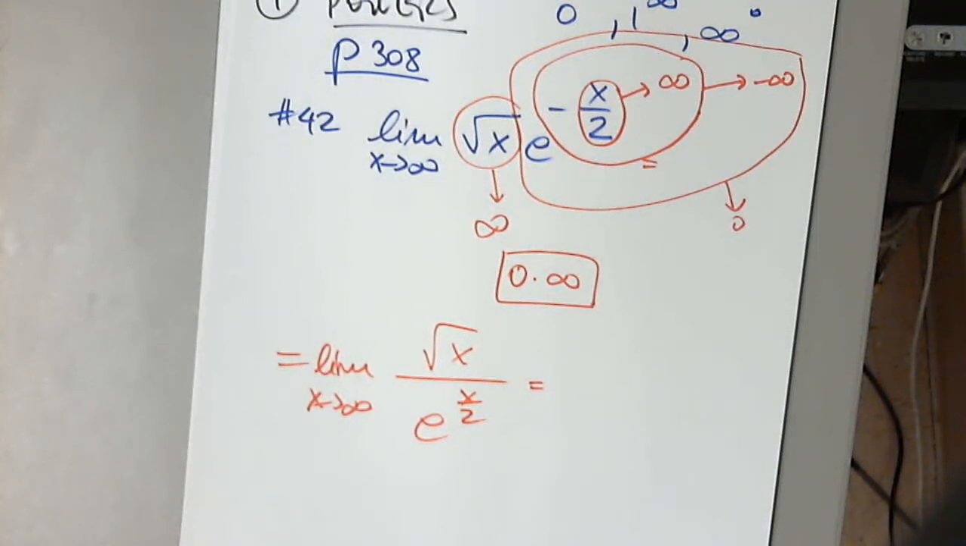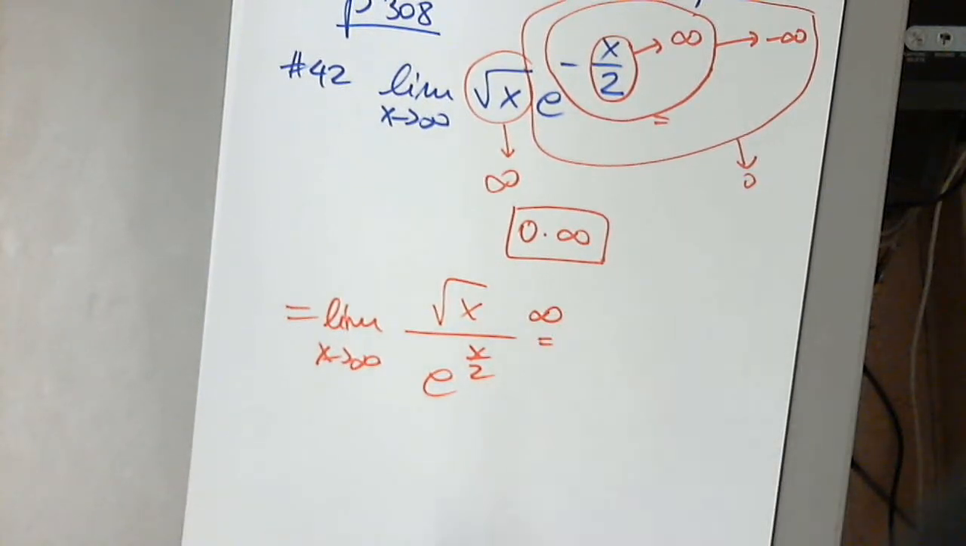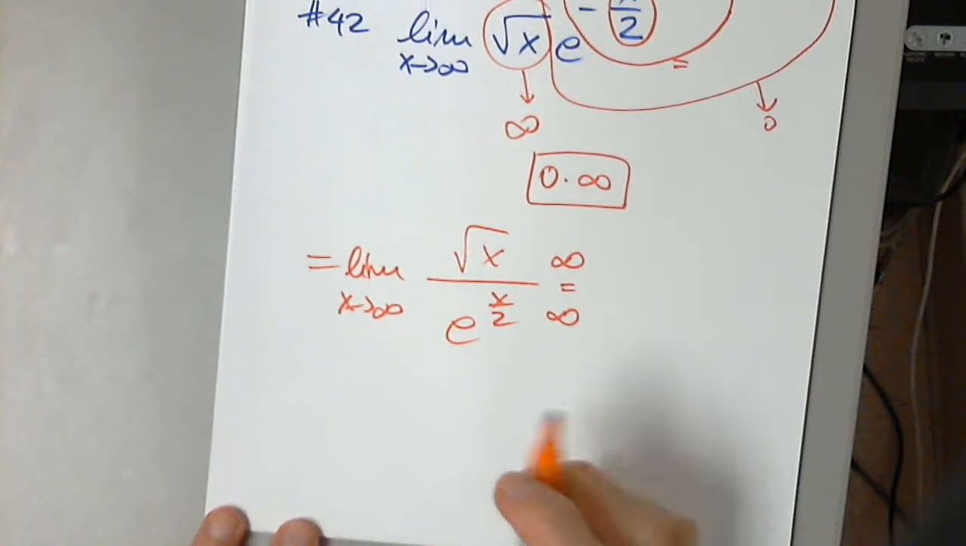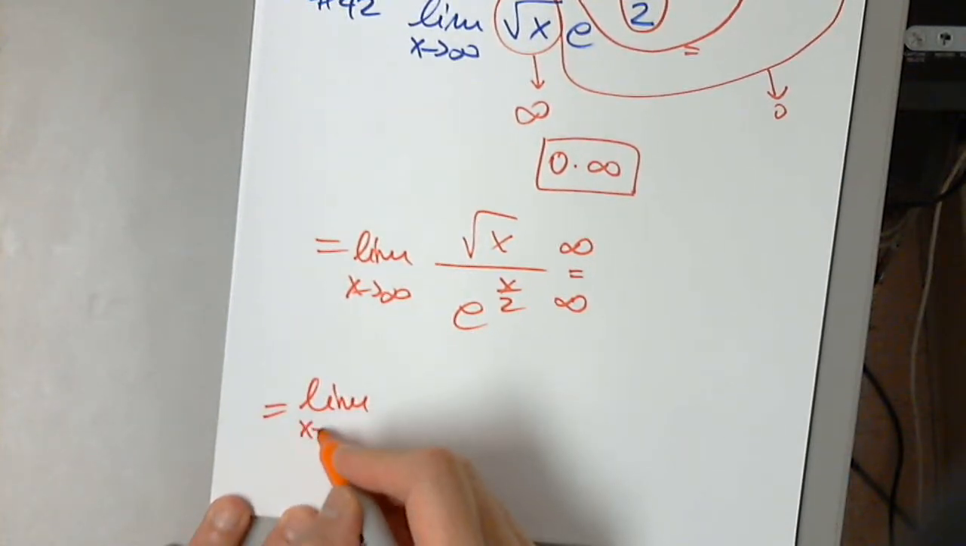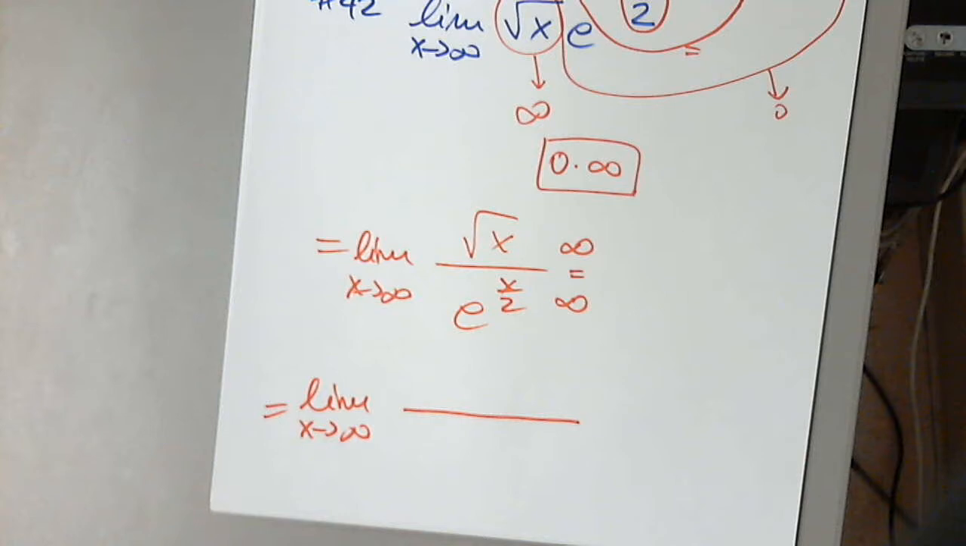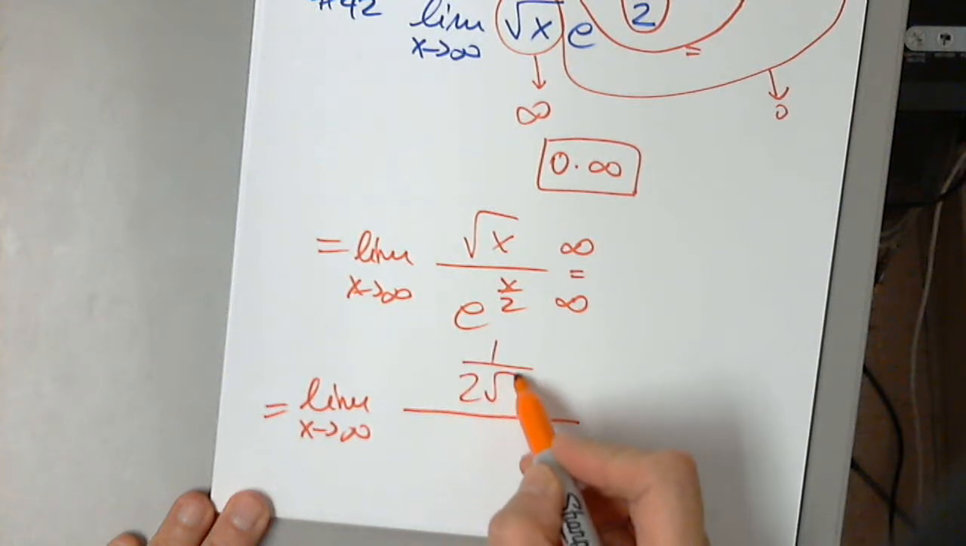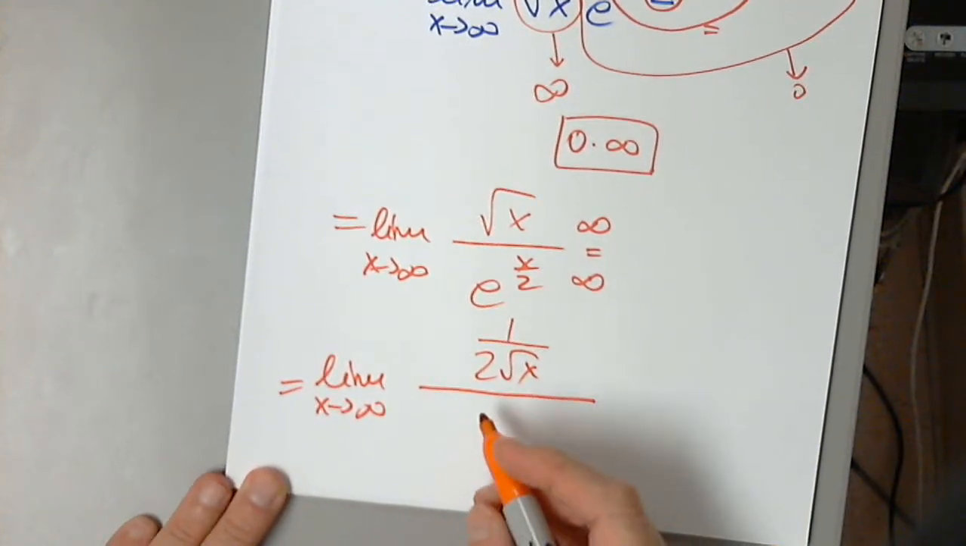The top goes to? Infinity. Perfect. The bottom goes to? Awesome, isn't it? So then, limit as x approaches infinity, we can apply L'Hopital's rule. The top differentiated will be? 1/2 square root of x. Excellent. And the denominator differentiated will be?